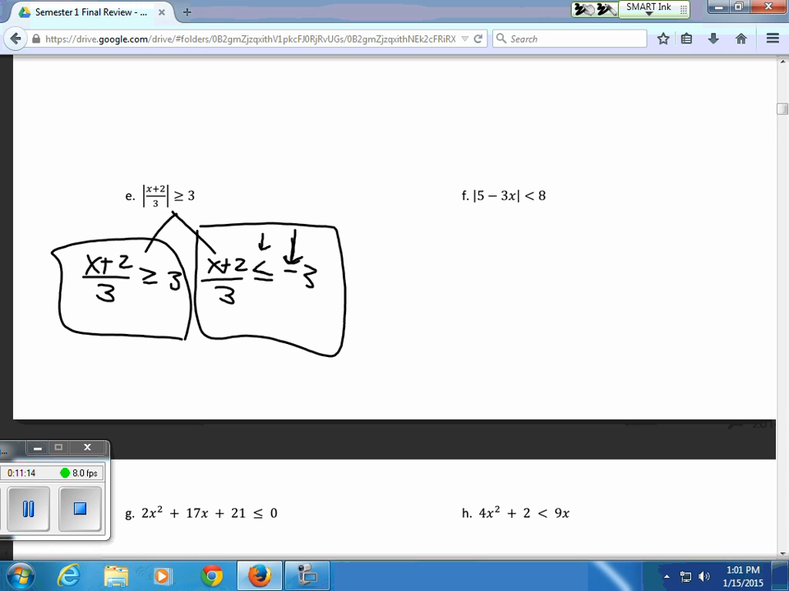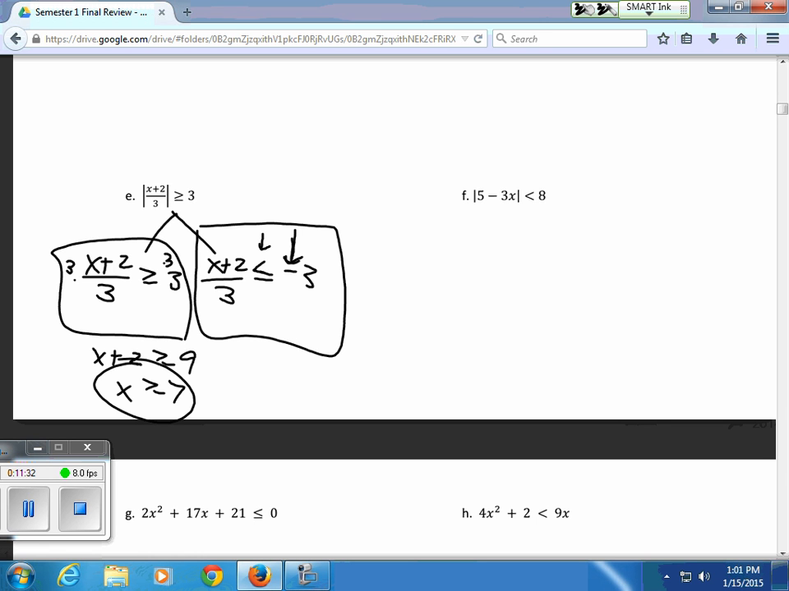Now I'm going to multiply both sides by 3 to clear the fraction. I can multiply by a number on both sides. I just can't multiply by a variable on both sides. So that'll give me x plus 2 greater than or equal to 9. Subtract 2, x greater than or equal to 7.